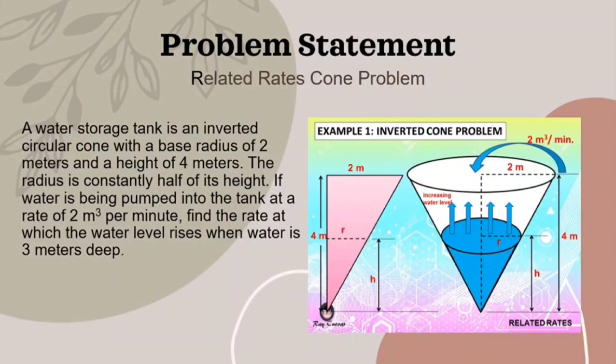So from this question, we can know the keyword is: radius is constantly half of its height. So we get r equals 1 over 2 h. And secondly, what you have to know to solve this problem is the keyword of rate. When the question says rate, it is a reference to saying per dt.